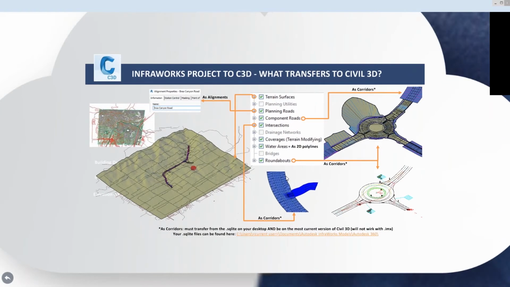The other data that comes through from InfraWorks itself, besides the terrain surfaces that we're looking for, I don't know if a lot of people are aware of, is that it will bring in all of your center line alignments, your existing topography, and then if you did component roads in intersections, it will automatically bring those over as corridors. But again, the caveat is you have to use the SQLite, and you have to be on the same version. So you could open it in 2020 and then just save it down to 2019. It'll work because nothing's changed in those tools.